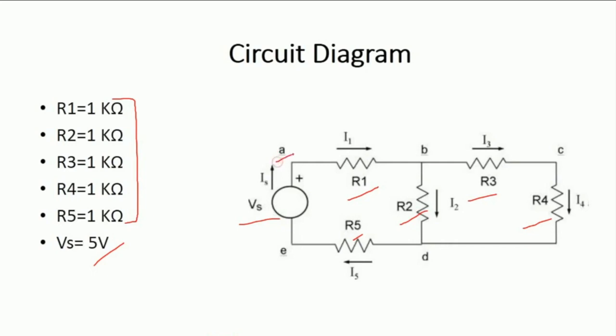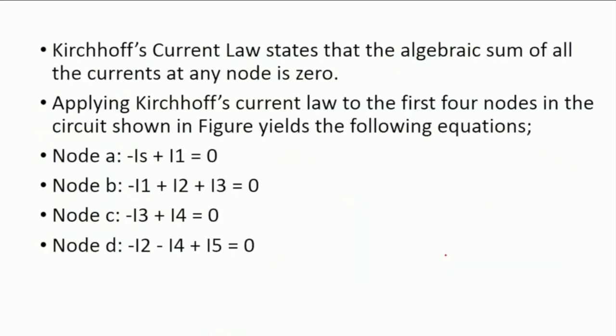So these are the nodes A, B, C, D and E. So we have all these nodes available with us. So what do you understand by Kirchhoff's current law? It states that the algebraic sum of all the currents at any node is equal to 0. So let us apply KCL on all the nodes that we have.